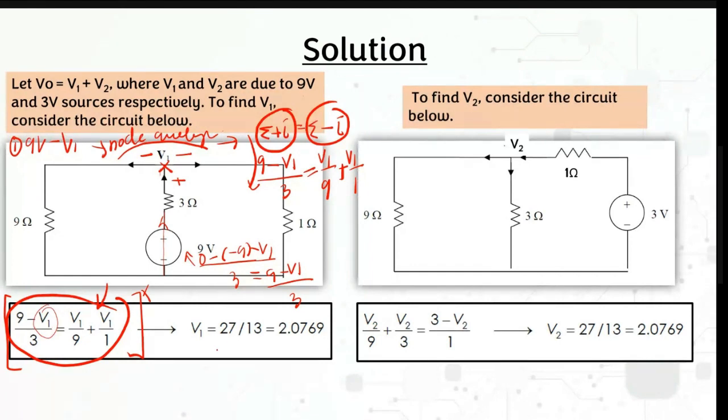When you do your calculation, you will get V1 equal to 2.0769 volts. And the same thing with V2 here.